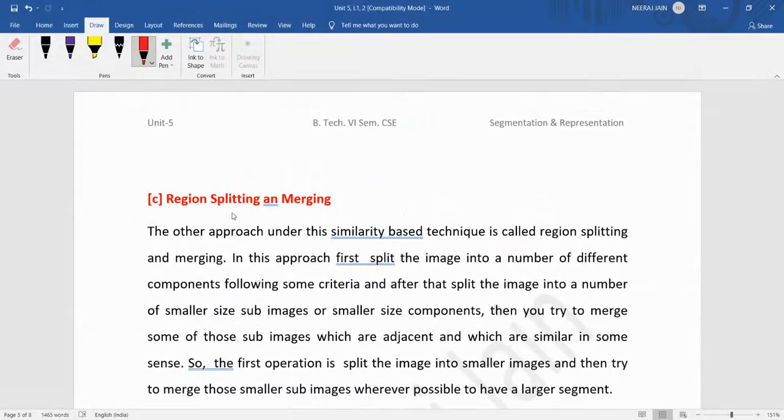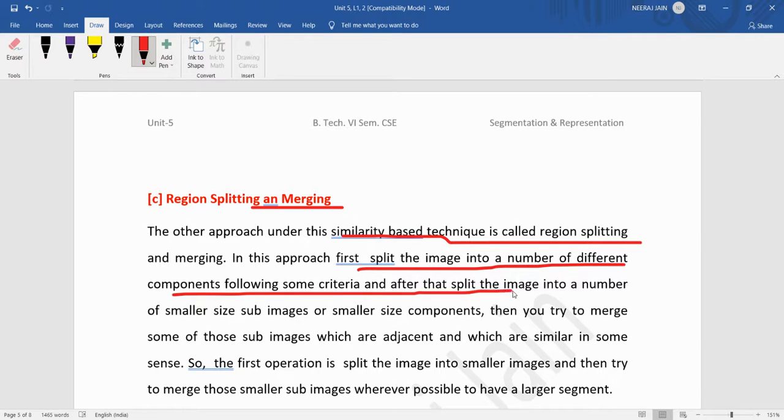Now come to the region based splitting and merging approach. In this technique, region splitting and merging, we first split the main image into a number of different components following some criteria, and after that split the image into a number of smaller size sub images.